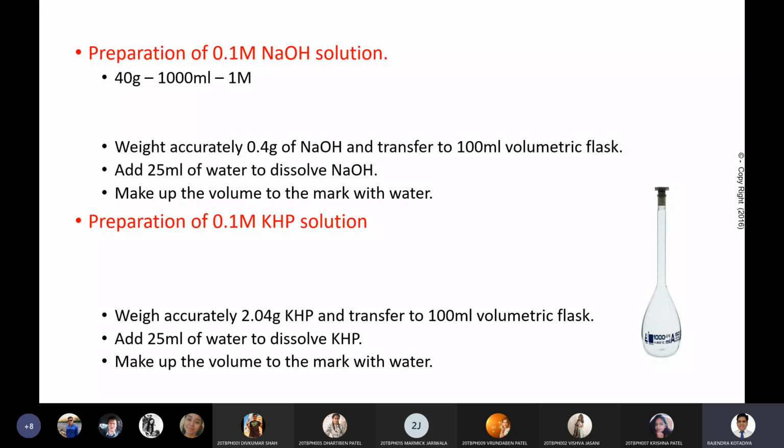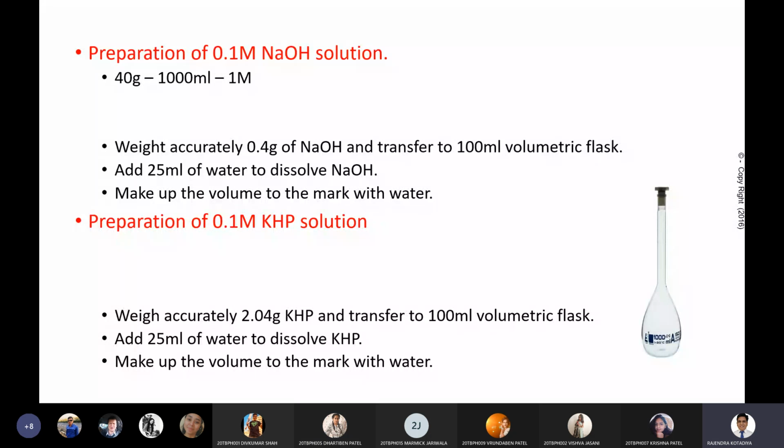Okay, did you get this one? First, to prepare 1 molar 1000 ml solution of NaOH, how many grams of NaOH are required? 40 grams. Why 40 grams? Because it is its molecular mass. Yes, we have to multiply by the molecular mass.